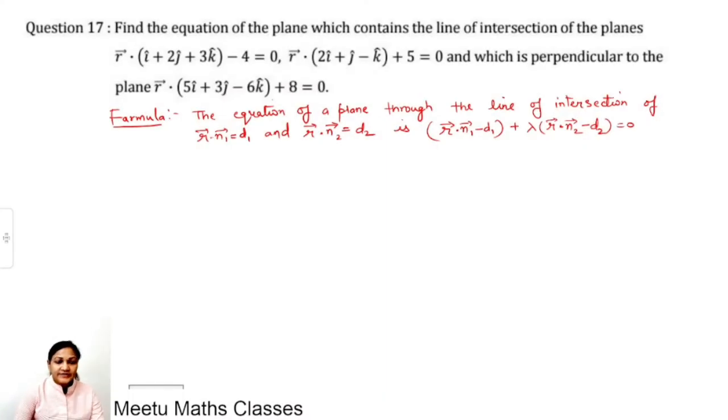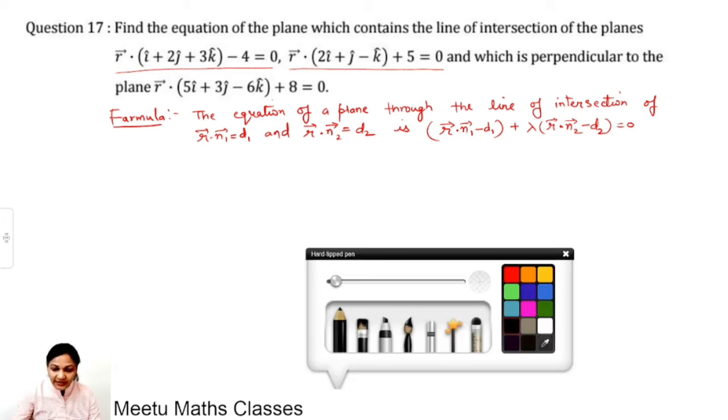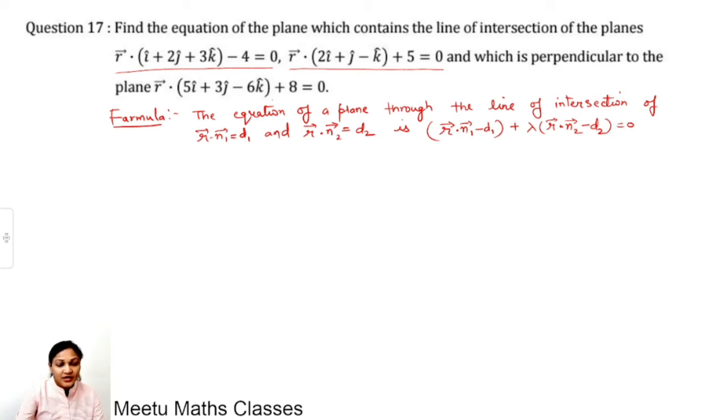Your next question is, find the equation of a plane which contains the line of intersection of these two planes. So you are given two planes. Your first plane is this and second plane is this, and your required plane contains the line of intersection of these two planes and is perpendicular to this plane. So first of all, there is a formula to find the equation of a plane through the line of intersection of these two planes, and that is first plane plus lambda times second plane is equal to 0.